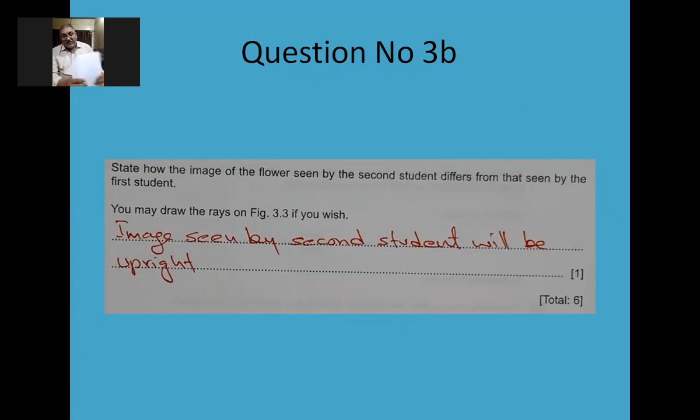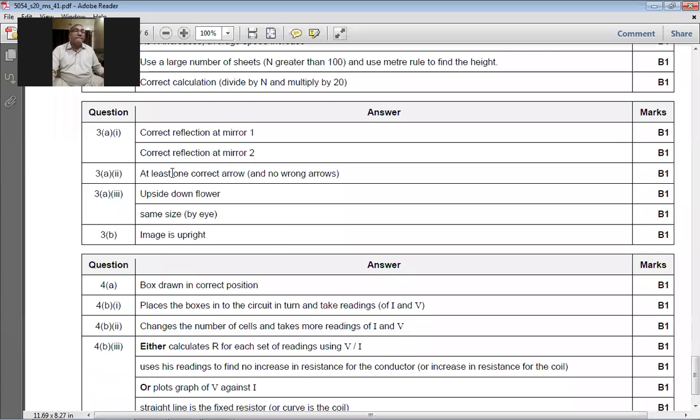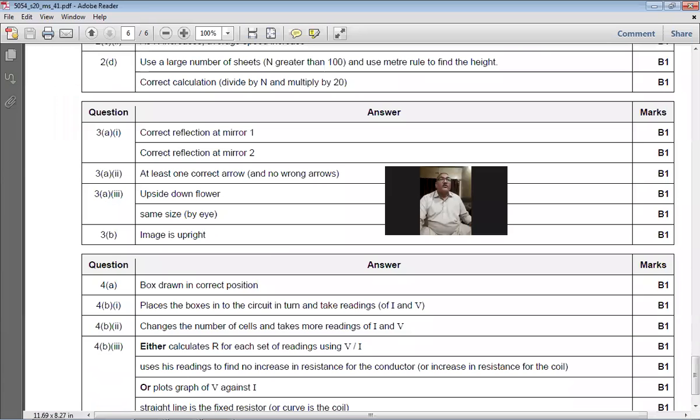So my dear students, we are done with question number 3. So let's have a look at the marking scheme. Okay. So on your screen, the marking scheme of question number 3 is showing up. Pause the video and take your time to have a good look at the marking scheme. It's very, very important.